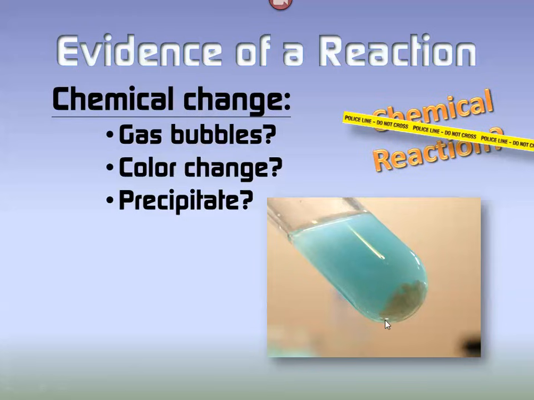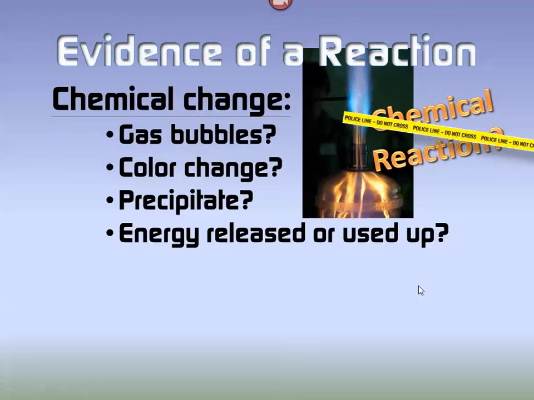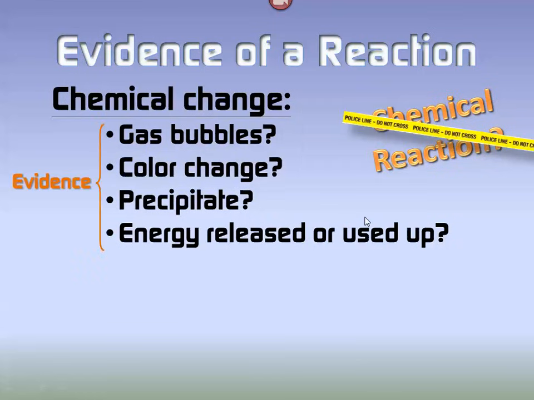And that's usually a pretty good indication that you've got something new formed here, and it's a pretty good indication of a chemical reaction. But again, it's not necessarily proof. Finally, energy being released or used up. So for instance, the classic combustion in the bottle that we've done, that's obviously some serious energy being released. Or in this case, sometimes we have energy being used up in other chemical reactions. These here are all pretty good evidence that the chemical reaction is occurring, a good clue.